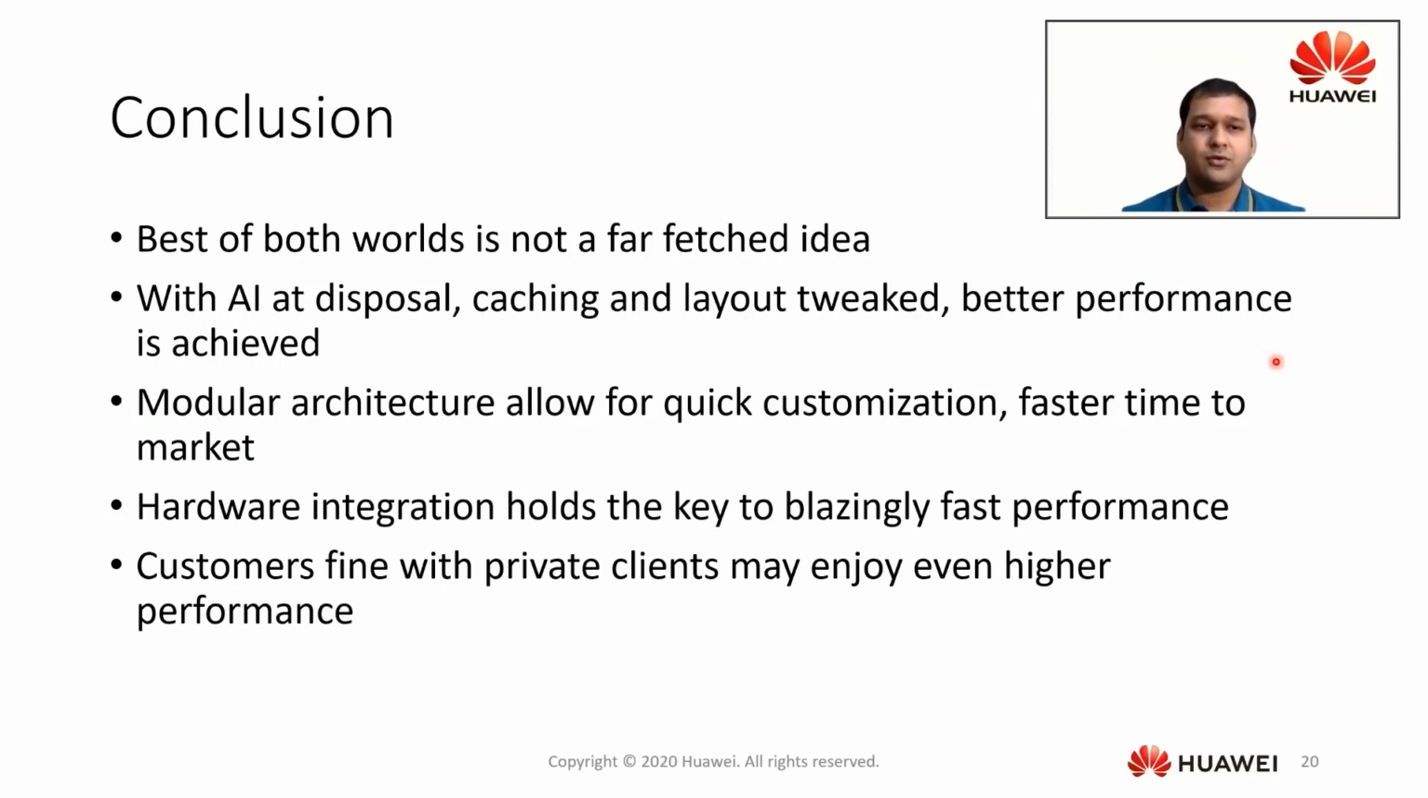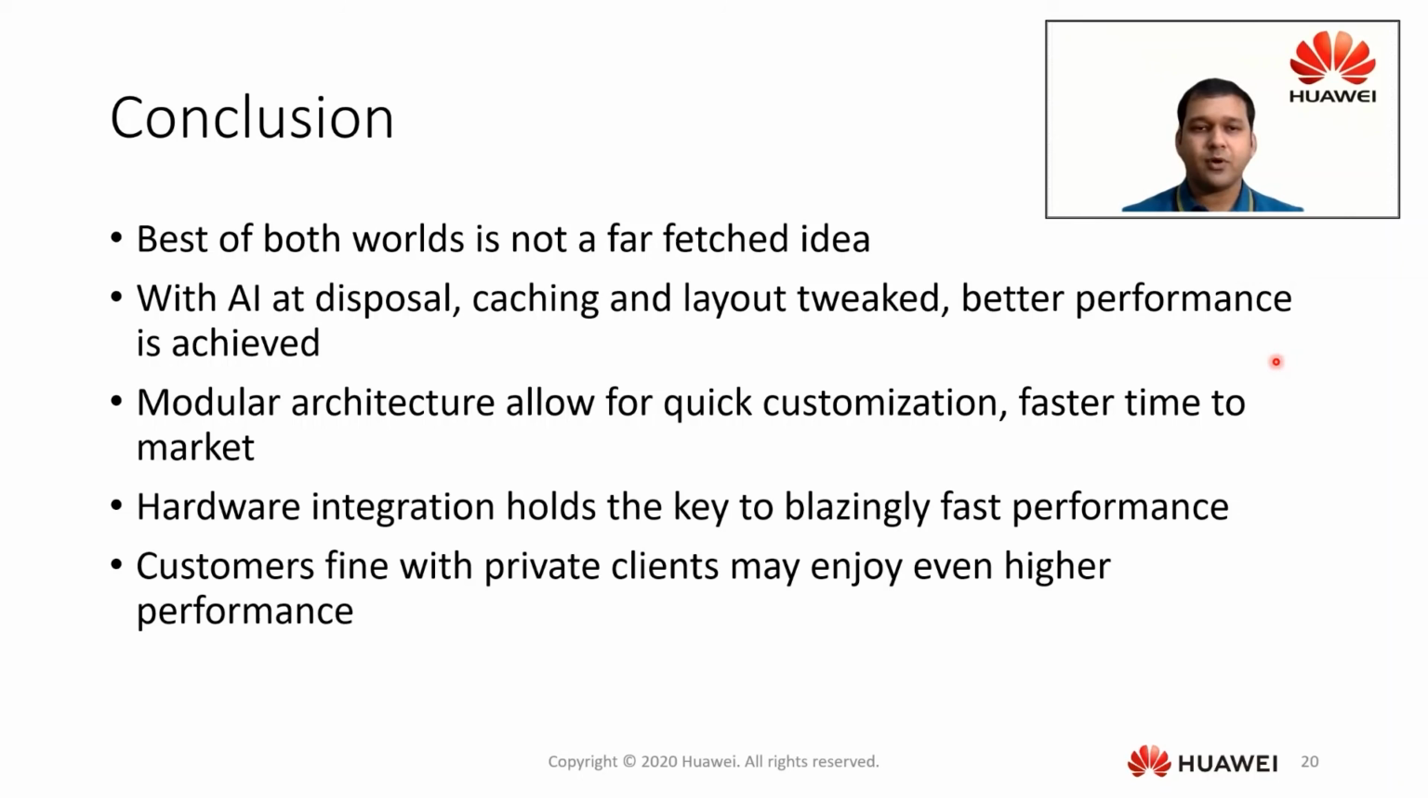Finally, coming to the conclusions. So what we realized is the best of both worlds is not a far-fetched idea. So with the same architecture, we were able to extend it for the high bandwidth workloads and also extend it to the high IOPS workloads. Also, with AI at our disposal, we could use that for tweaking our caching policies and how we laid out the data on the file system. This helped us to really get much better performance.